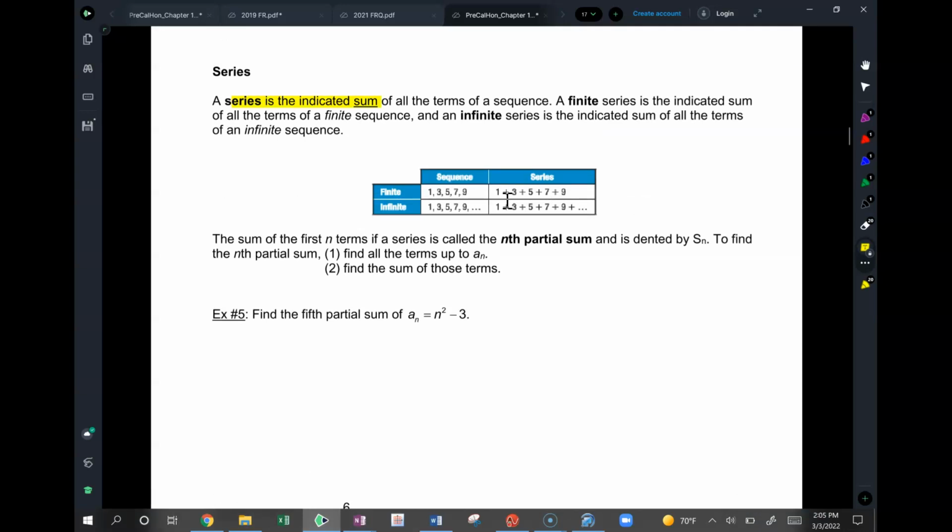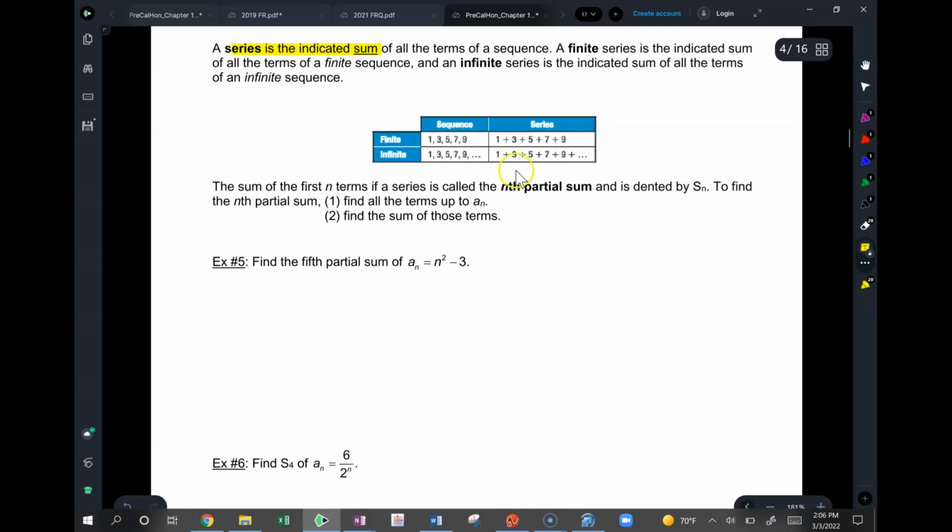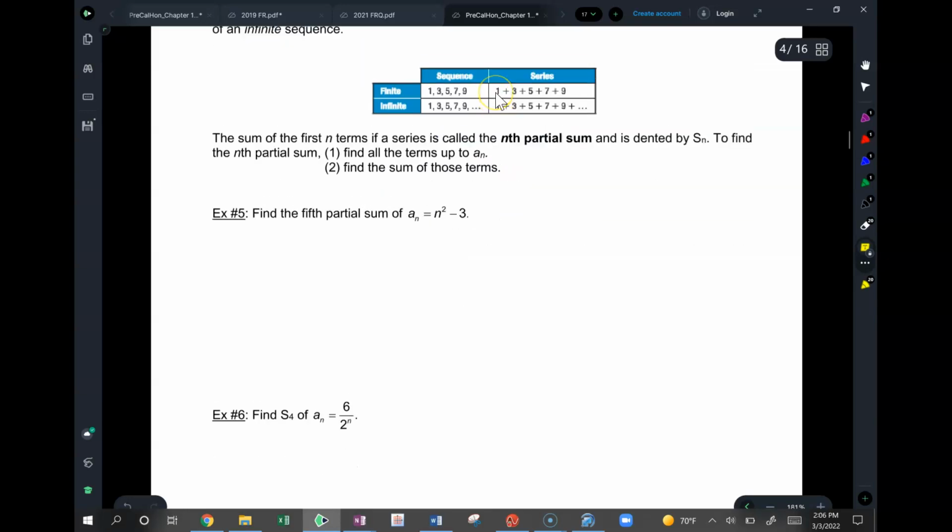Now, what does indicated sum mean? Sometimes you have to add all of the numbers in the sequence. Sometimes it'll just tell you to add the first 20 or the first 100. Have you ever seen those mind puzzles, like, what's the sum of the first 100 positive integers?